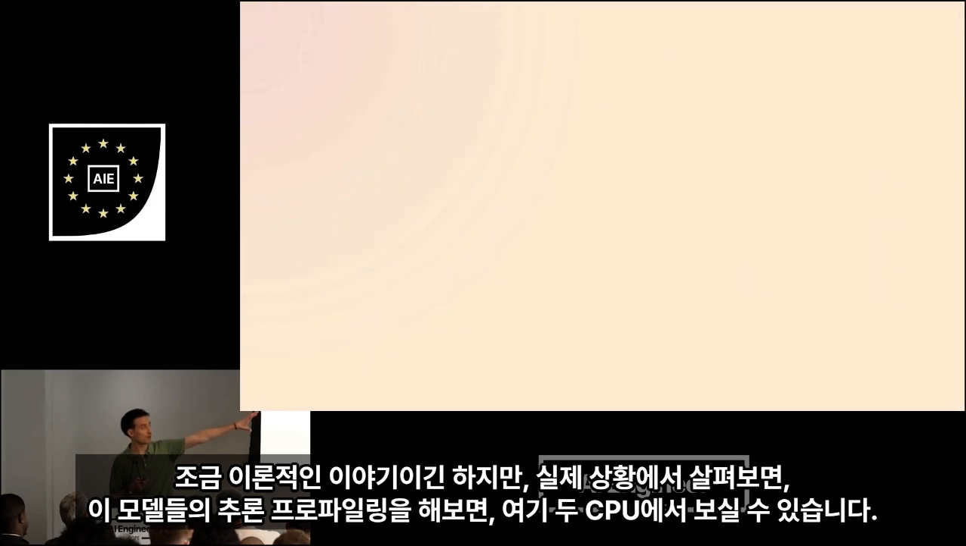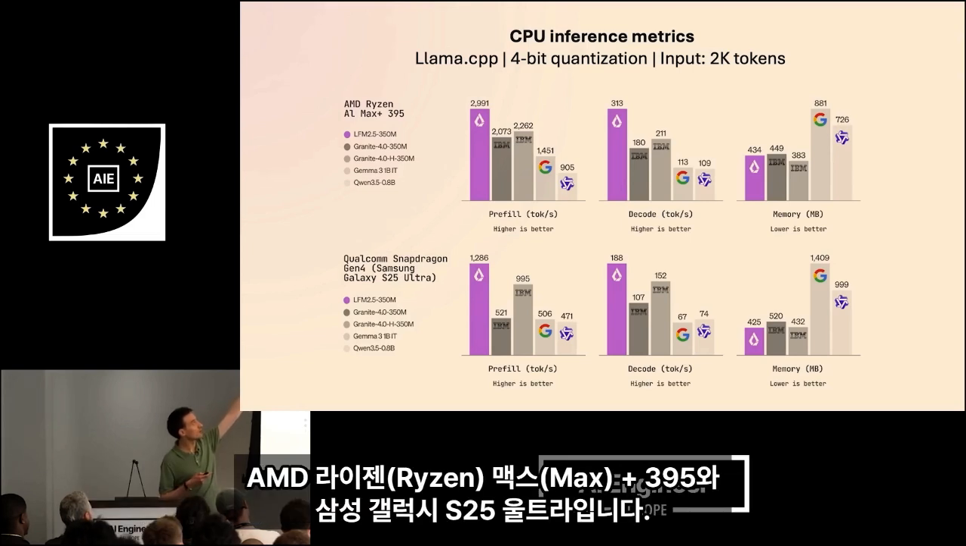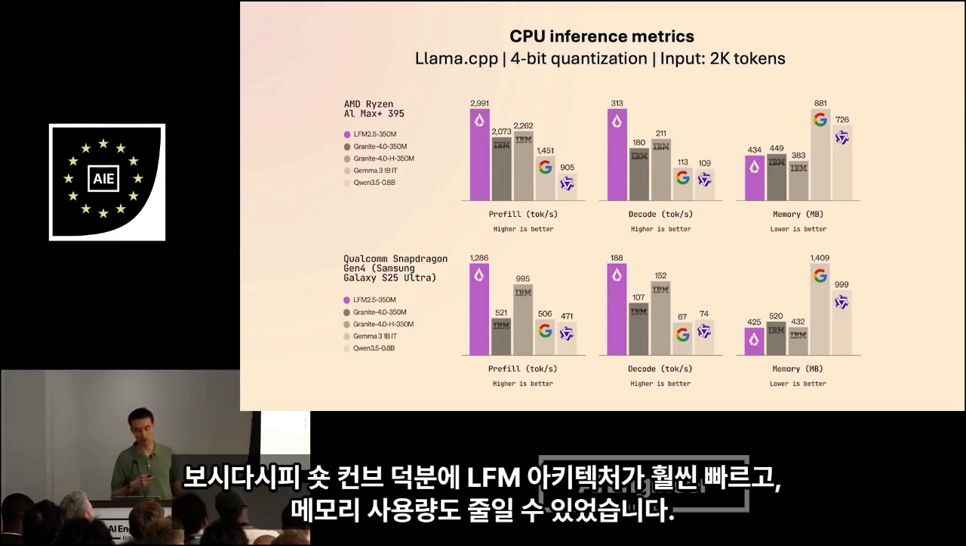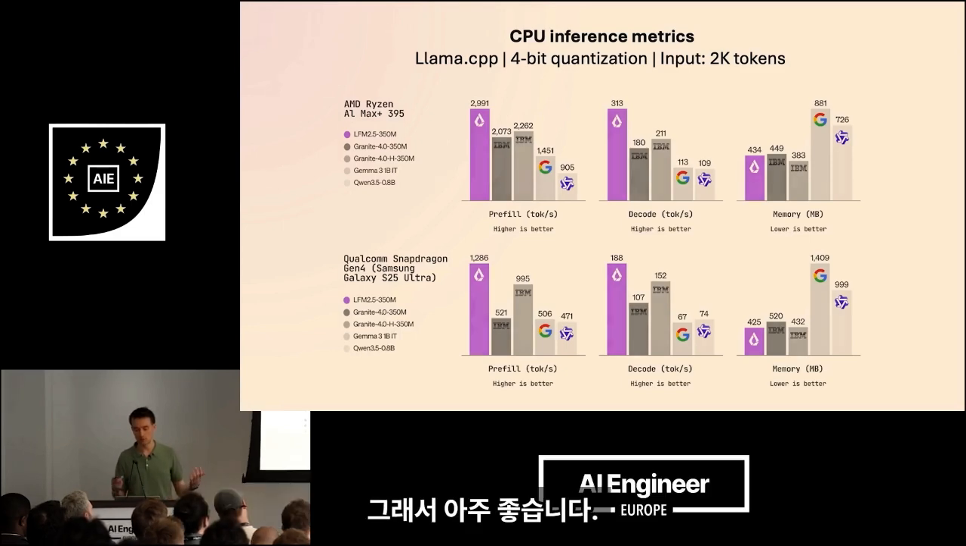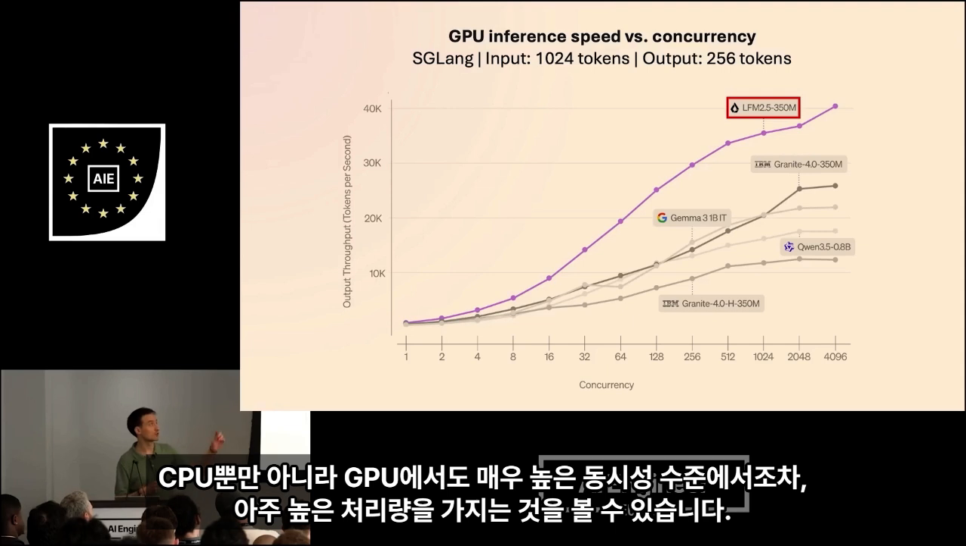So this is quite theoretical, but if we look in practice and we profile the inference of these models, you can see here on 2 CPUs, the AMD Ryzen AI Max+ 395 and the Samsung Galaxy S25 Ultra, all these models don't necessarily have the same size, but it gives you a rough picture. You can see that the short conv really allow LFM2 architecture to be a lot faster and also use less memory. So that's great. And you can see also on GPU, it's not just for CPU, you can see that it has a lot of throughput, even at very high concurrency levels.